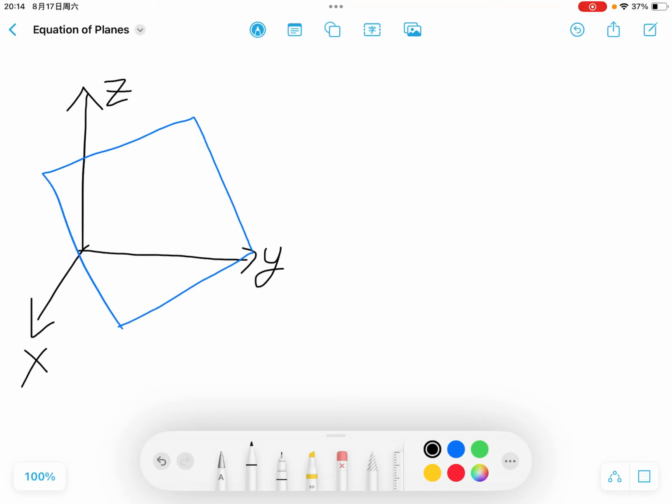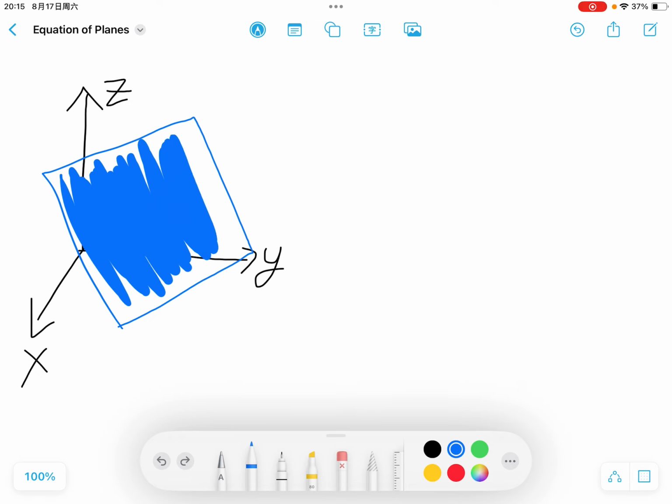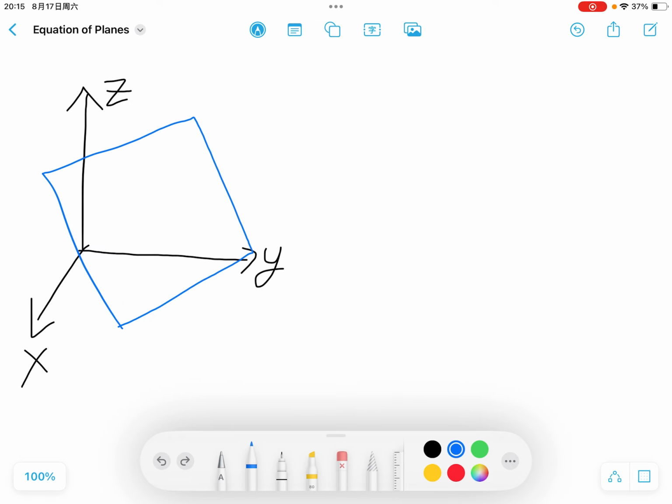We are going to derive the equation of planes. Now, this is a plane, the blue thing I drew here. If you're not sure what it is, it's a 2D surface that cuts through the 3D coordinate system. So this is like a 2D sheet of surface, and it has 0 thickness. And then it extends indefinitely to all directions.